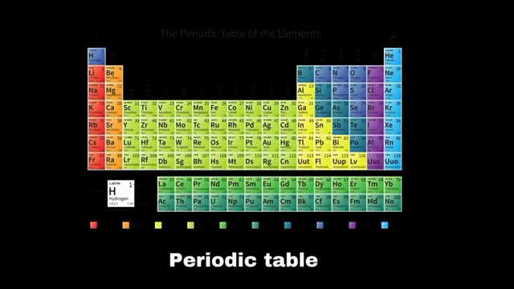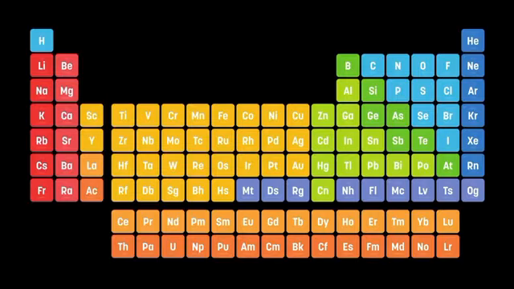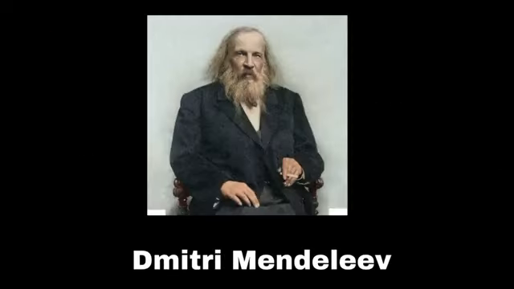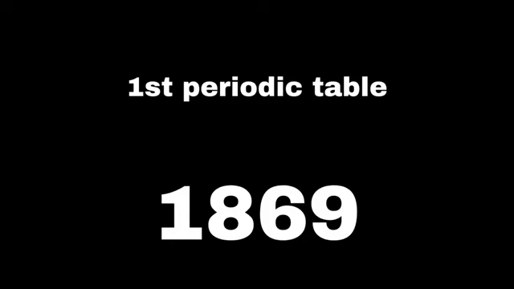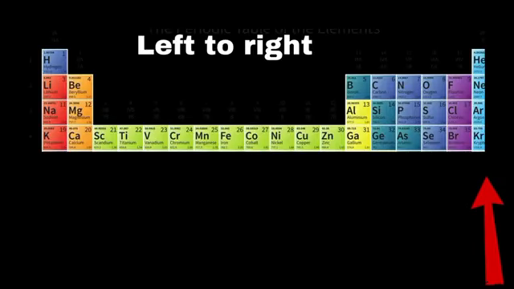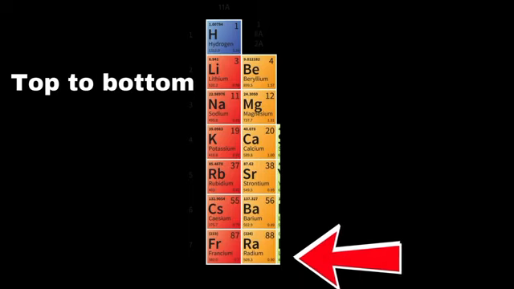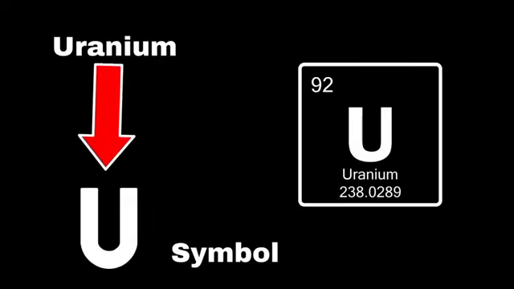Periodic table. The periodic table is a systematic arrangement of all known chemical elements, organized based on their atomic number, electron configuration, and recurring chemical properties. First developed by Dmitri Mendeleev in 1869, the modern periodic table arranges elements in rows called periods and columns called groups. Each element is represented by its chemical symbol.